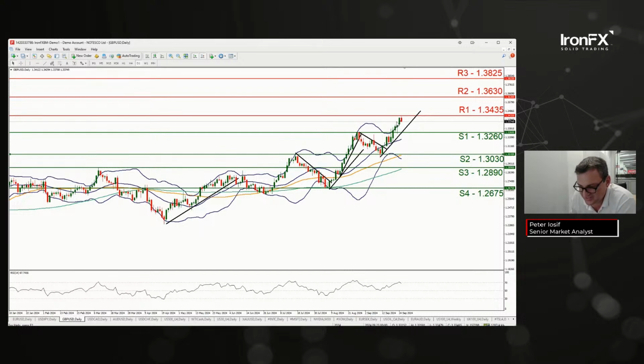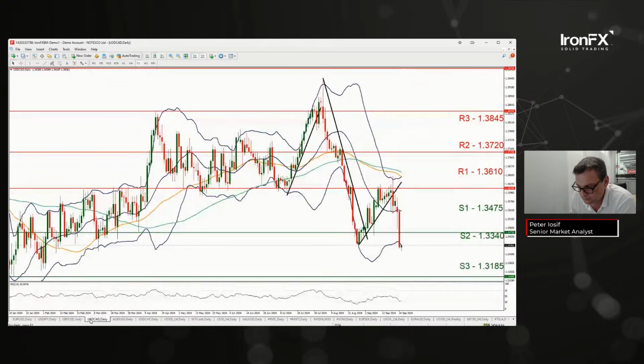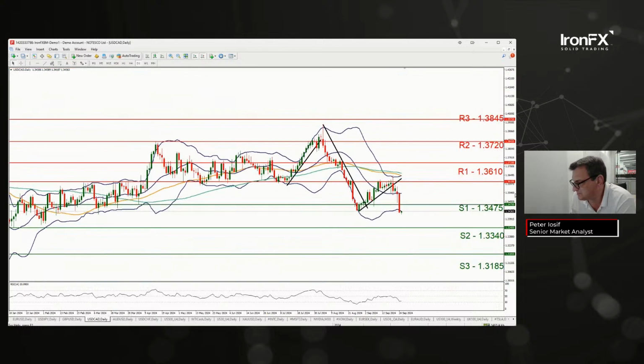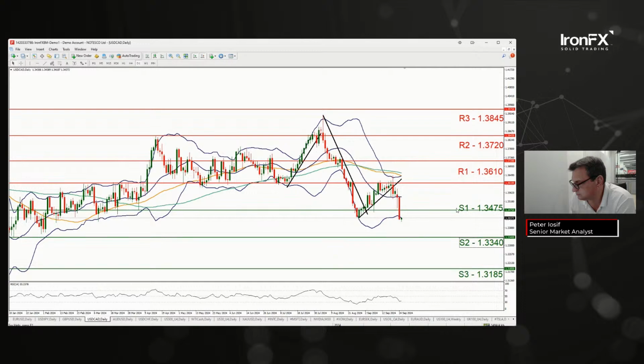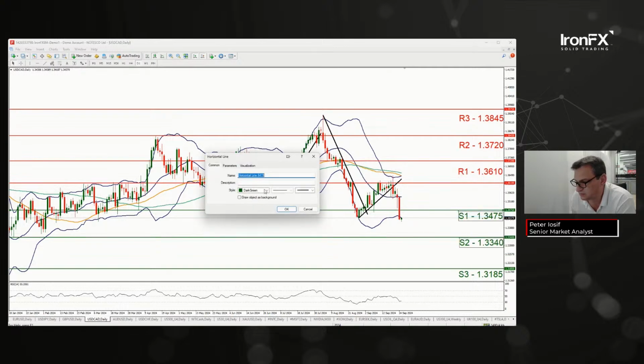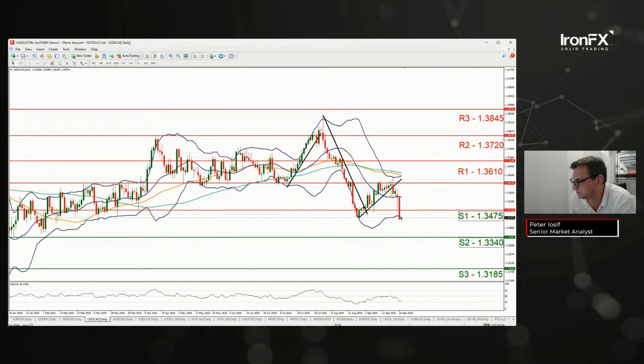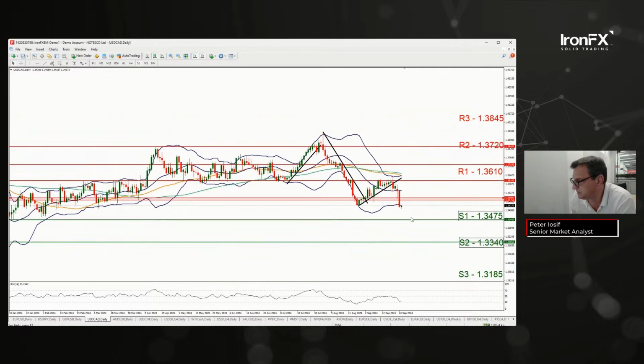Let's have a look at USD CAD. USD CAD, which dropped substantially. Let's correct the labels a little bit. Actually reposition them. Now the pair has broken the 1.3475 support line, now turned to resistance. Let's go hunting for a new ultimate support level.